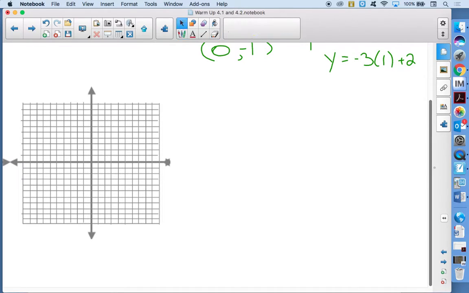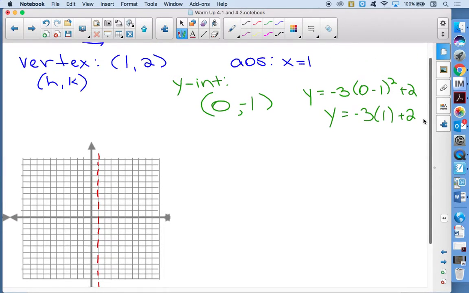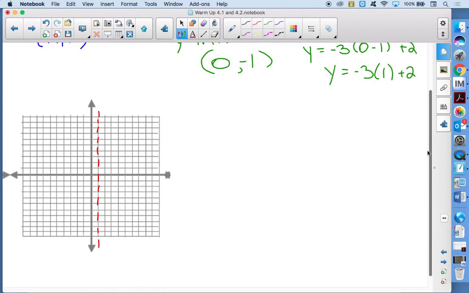So when we go to graph this, we have an axis of symmetry at positive 1 on the x-axis. The vertex is 1, 2, so my vertex needs to go up 2 on the axis of symmetry. And then the y-intercept is 0, negative 1. So I have 3 points plotted again, because I'm using that y-intercept to give me a mirror point on the other side of the axis of symmetry.